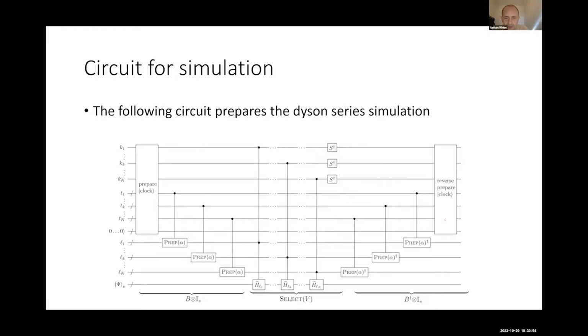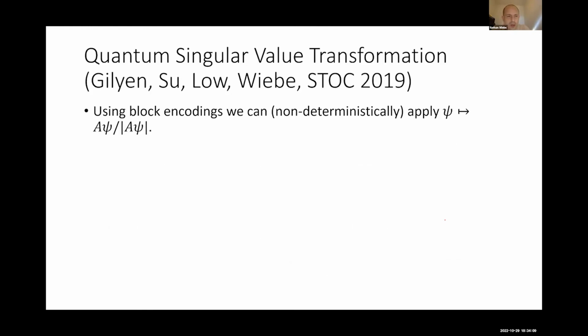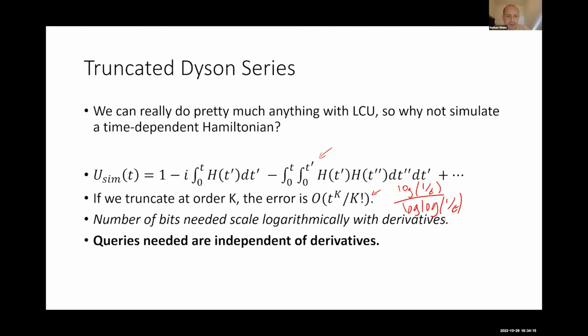And just to give you an idea about what this looks like, this is the form of the circuit for simulating a time-dependent Hamiltonian, or the most broad family of Hamiltonians that we know how to simulate using this linear combination of unitaries approach. But the fact that we have the ability to perform the simulation using a number of queries that's independent of the size of the derivatives actually opens up a new possibility for us.